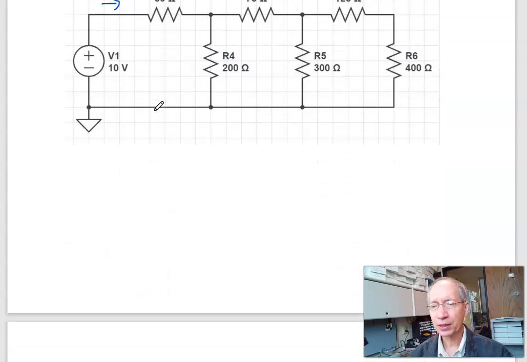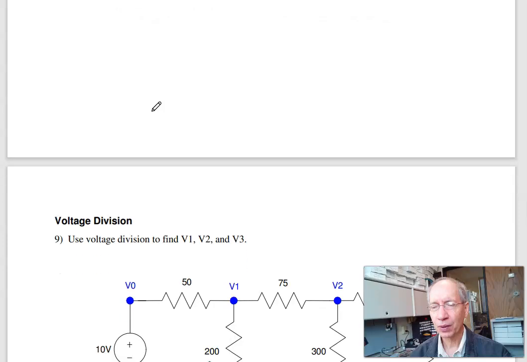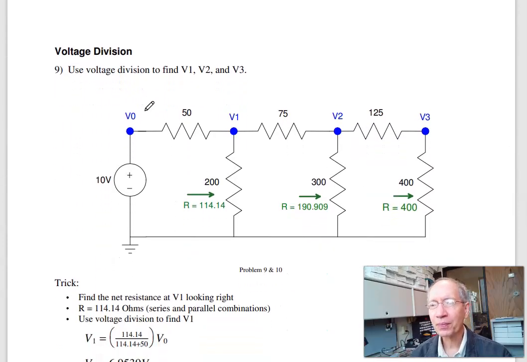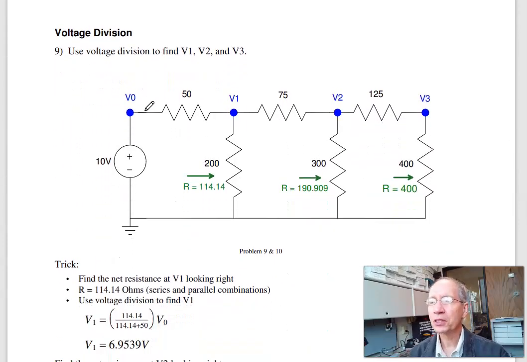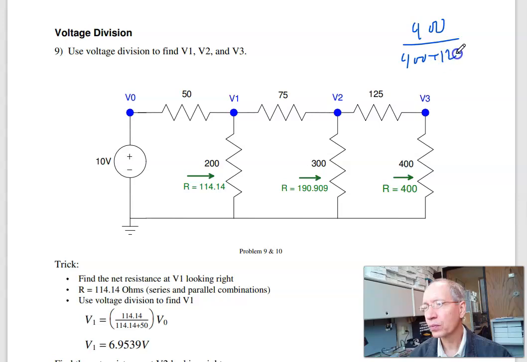So that is homework set number, well, that's not the homework set. One more problem. I can do voltage division as well. With voltage division, like V3, which is what I'm measuring, it's 400 over the total resistance, 400 plus 125, that percentage, of V2.